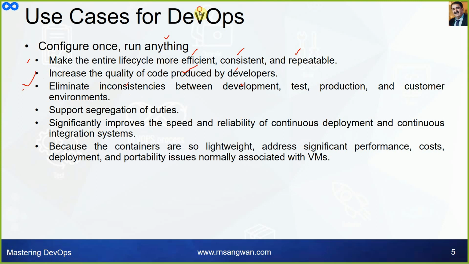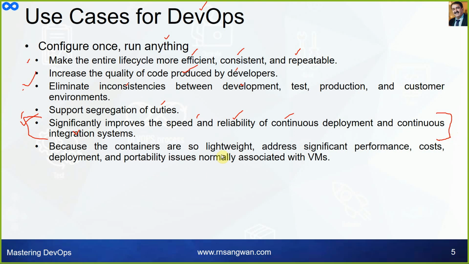These are use cases for DevOps. It supports segregation of duties. It significantly improves the speed and reliability of continuous deployment and continuous integration systems. You will understand that during our Kubernetes topic, because we have a comprehensive set of examples and training on the subject. How can we have this speed and reliability? What is the tool or what will lead to this speed and reliability of CD and CI?